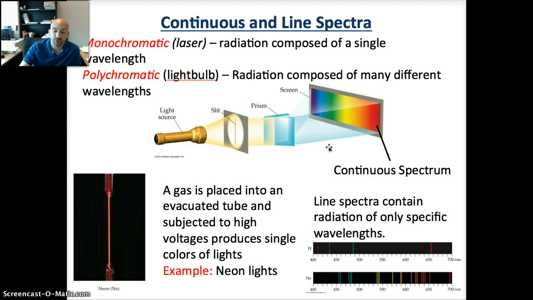But not all light will produce a continuous spectrum. If you were to pass an electric current through a gas, it will emit a light, and that's what's shown down in this bottom left figure.